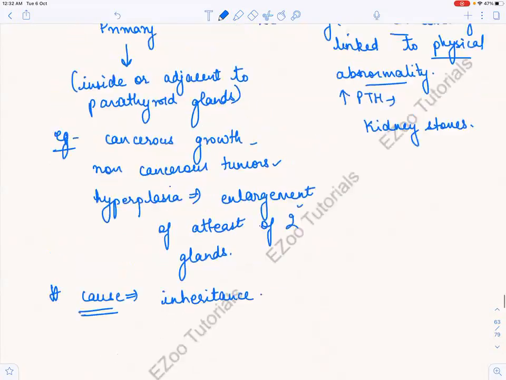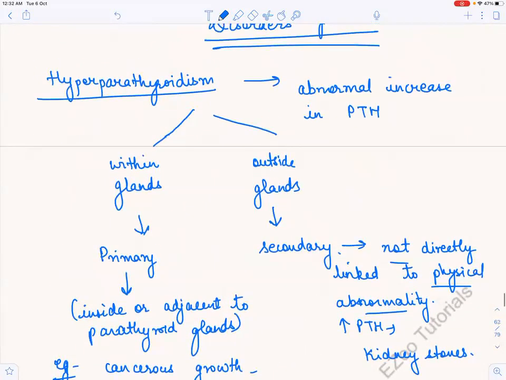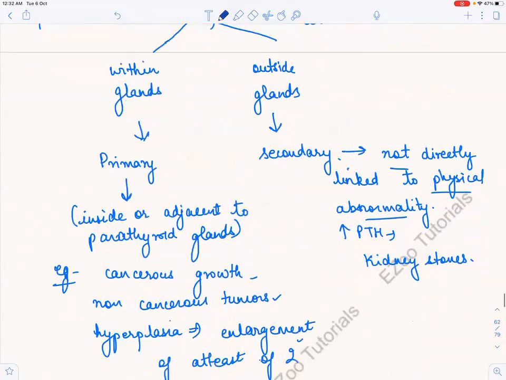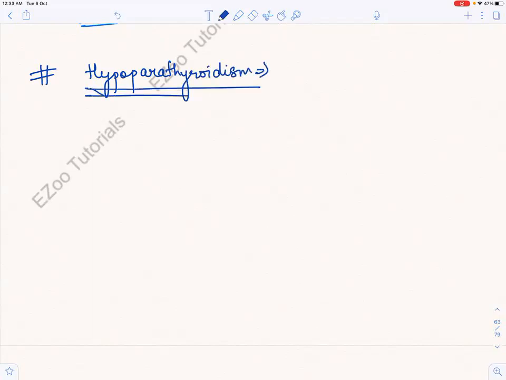Now let us see, what did we talk about? We studied about hyperparathyroidism. Now let us study about hypoparathyroidism, right? The second abnormality which we have to study is hypoparathyroidism. I hope you are writing and making notes. This is not fun on YouTube, it is studying. So basically, what happens is that there are abnormally low levels of PTH.